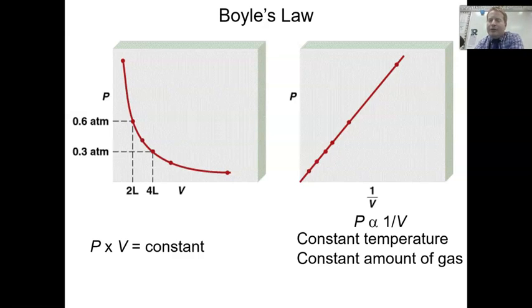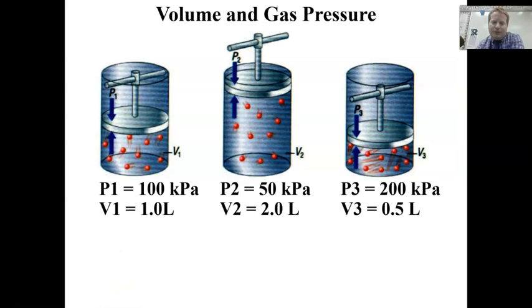You kept your apparatus sealed the whole time you were looking at this relationship in order to not let any new gas in or let any of our current gas out. We kept the amount of gas constant. This is the relationship. You can actually do the math with this, which we'll see in a second.